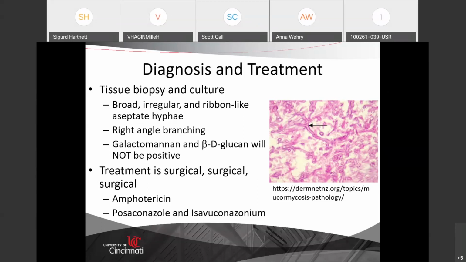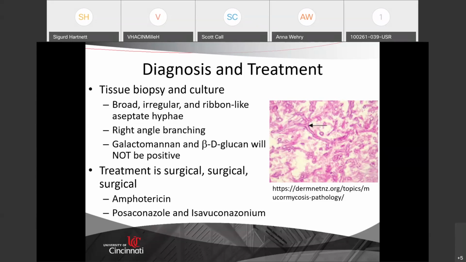The treatment of choice. So if you have a person that comes in with facial pain, and especially if they have a black eschar either on their palate or their nose, you need to call ENT. This is an ENT emergency, and they need surgery. So surgery, especially for rhinocerebral disease, is really the treatment of choice.